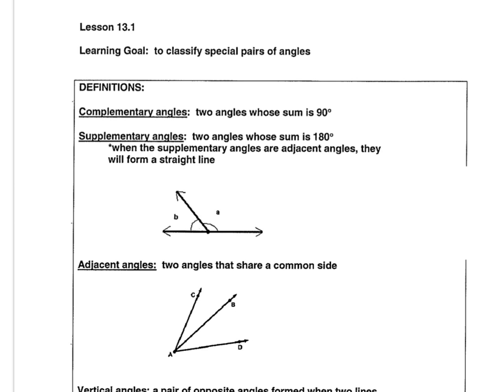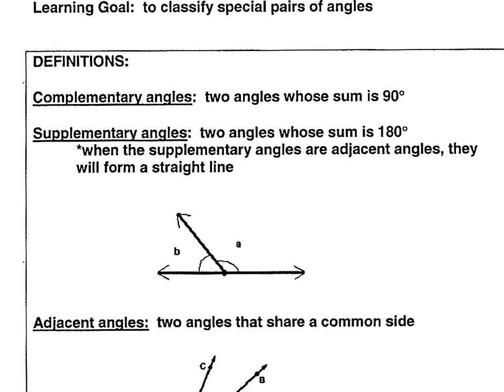Alright guys, today we're going to be looking at the first section for chapter 13. So our learning goal today is to classify special pairs of angles. Now, what special pairs of angles are we looking at? Pairs of angles, two or more, that are going to have certain qualities to them. So the first one that we're looking at is complementary angles.